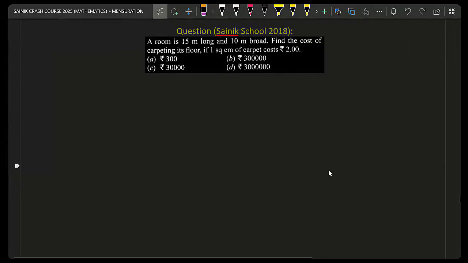In mensuration, perimeter and area topic we are discussing, and this is the next question. A room is 15 meters long and 10 meters broad. Find the cost of carpeting its floor if 1 square centimeter of carpet costs 2 rupees. Who's going to answer this?